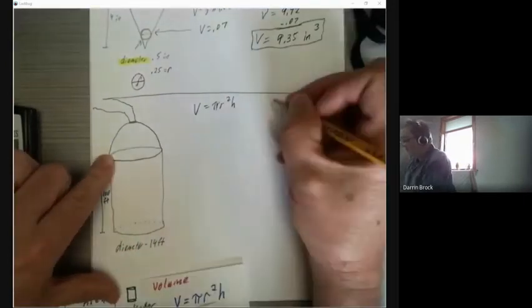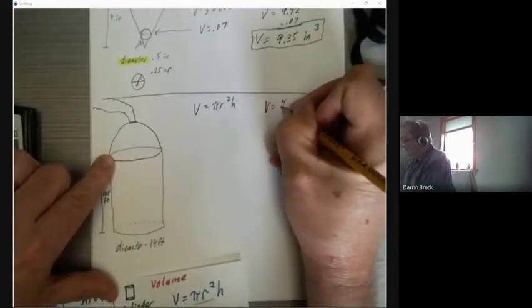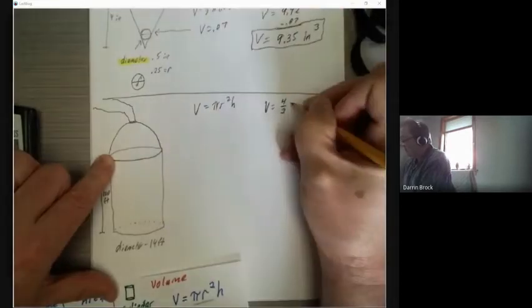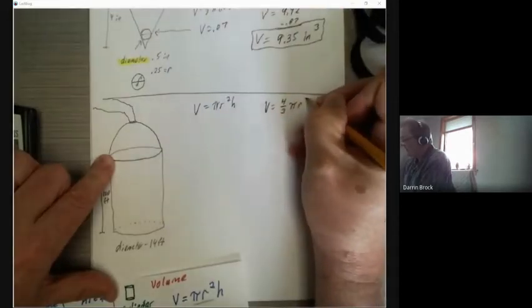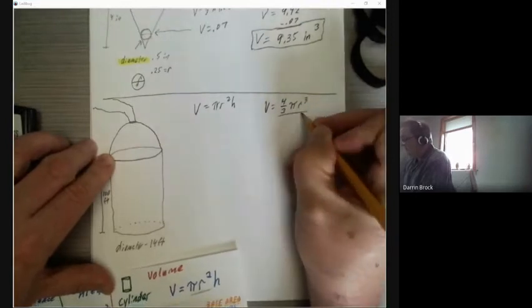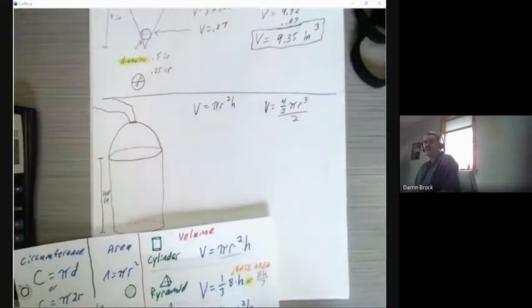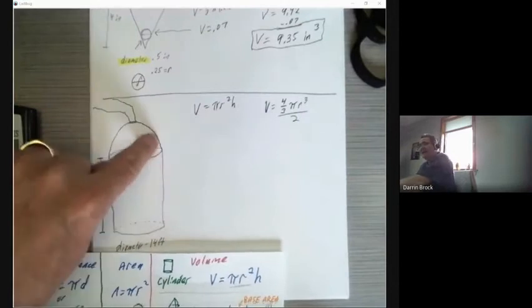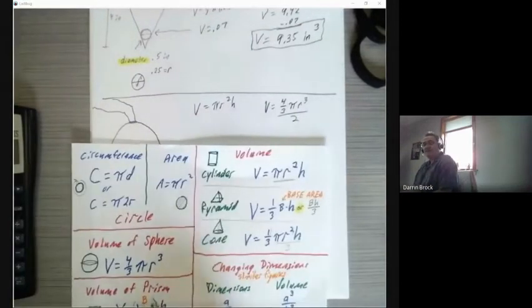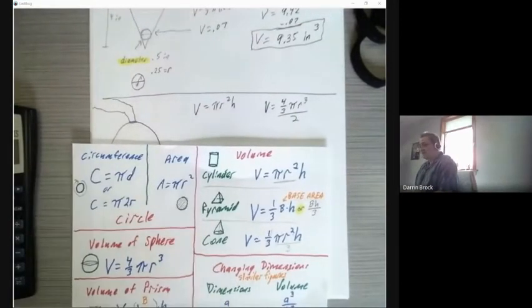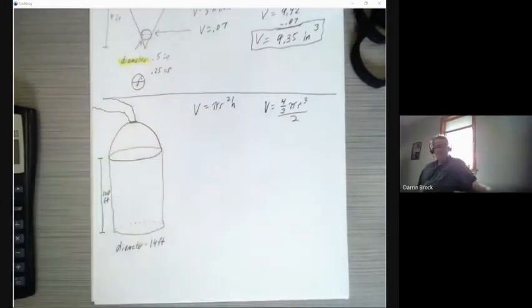The sphere, 4/3, same formula we used up here, times pi times the radius cubed. But when we're done with that, we got to cut it in half. We got to divide all of that by 2 because we only have half a sphere this time. So let's work through that.